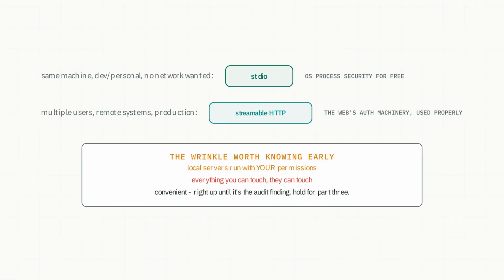The one wrinkle worth knowing early: local servers run with your permissions. Everything you can touch, they can touch, which is convenient right up until it's the audit finding. Hold that for part 3.